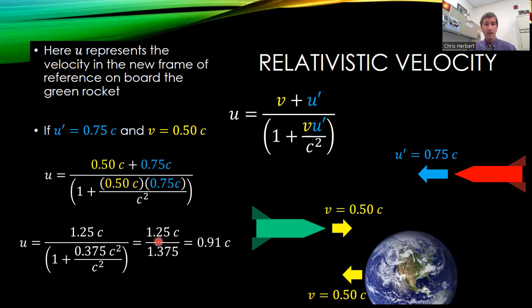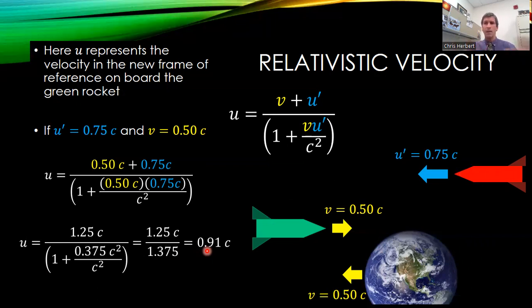So 1.25 over 1.375 means that in my frame of reference, the red spaceship is traveling 0.91 times the speed of light. Now, it's traveling faster according to my frame than it is according to the Earth's frame, but it still is okay because we are not superluminal. We haven't exceeded the speed of light.